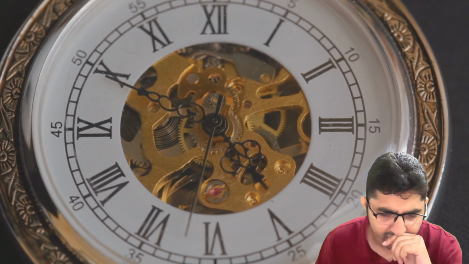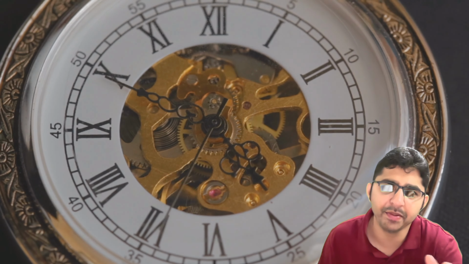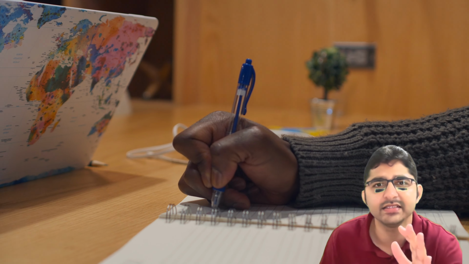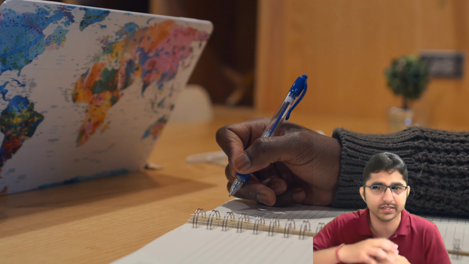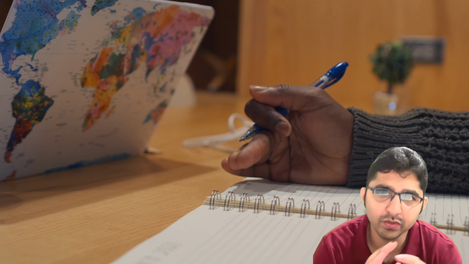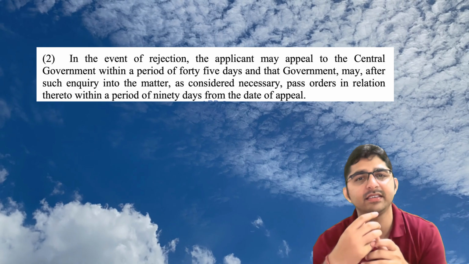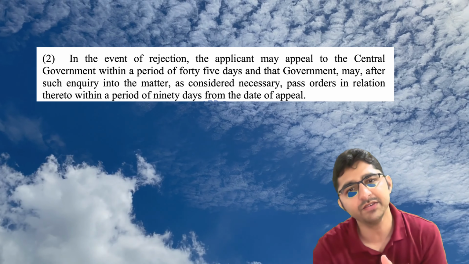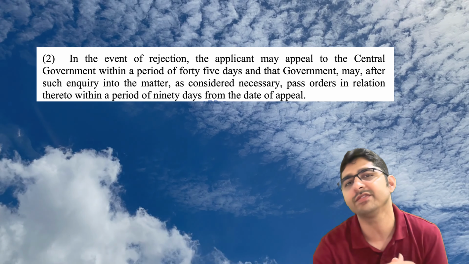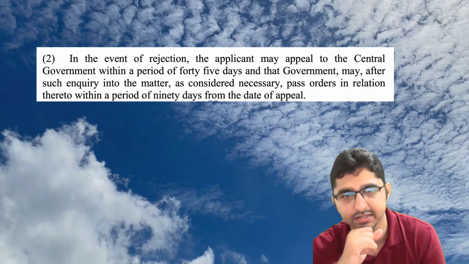Right? So my friends, if you are not happy with the CDSCO decision, you may go against it. When I say you may go against it, it means you can file an appeal in case of rejection. So no need to worry, my friends. If your application is rejected, then you can appeal to the central government within 45 days. The government will review and pass an order within 90 days of appeal. So 45 plus 90 you can consider, right?